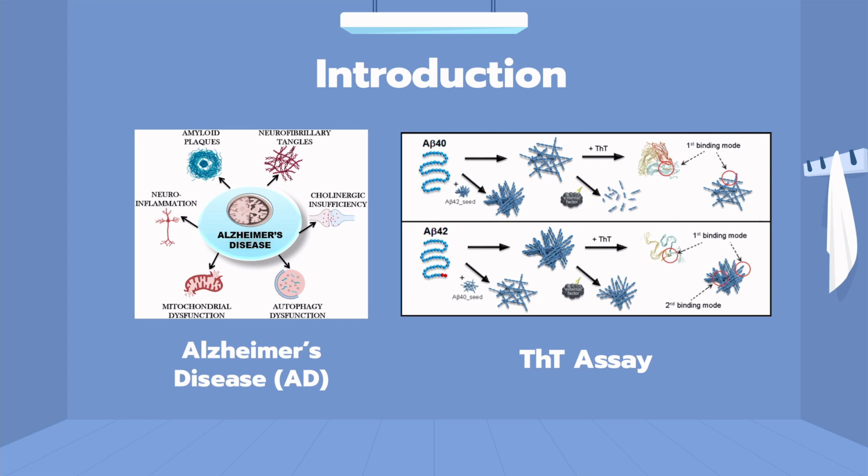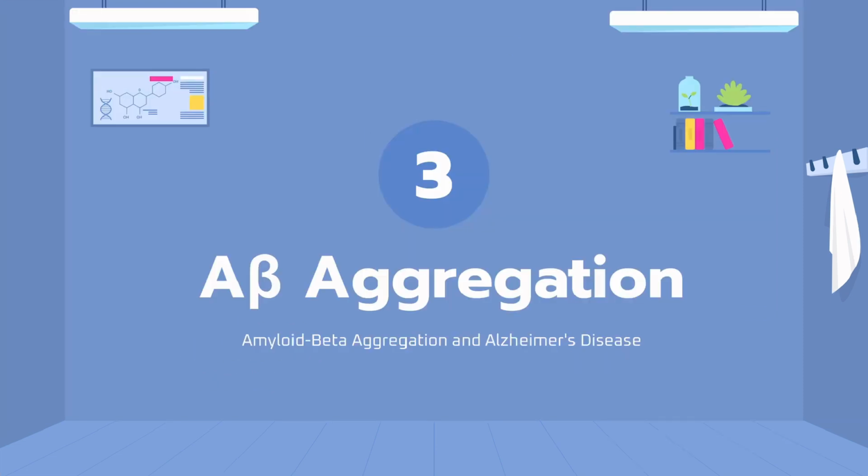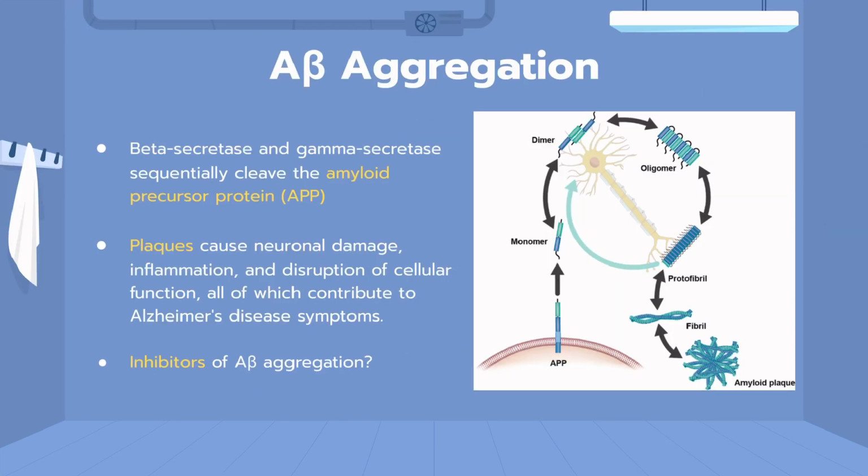Today, we'll discuss the significance of A-beta aggregation in Alzheimer's disease, the THT assay for studying A-beta inhibitors, and their possible therapeutic implications. Let's talk about A-beta aggregation. Beta secretase and gamma secretase sequentially cleave amyloid precursor protein, APP, to produce A-beta peptides. A-beta monomers can organize into oligomers, protofibrils, and mature fibrils, forming plaques in the brain.